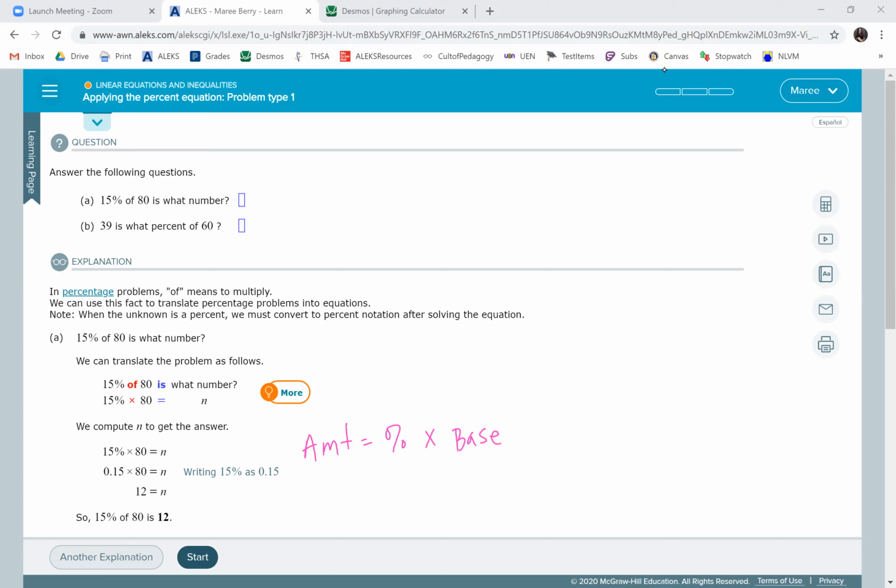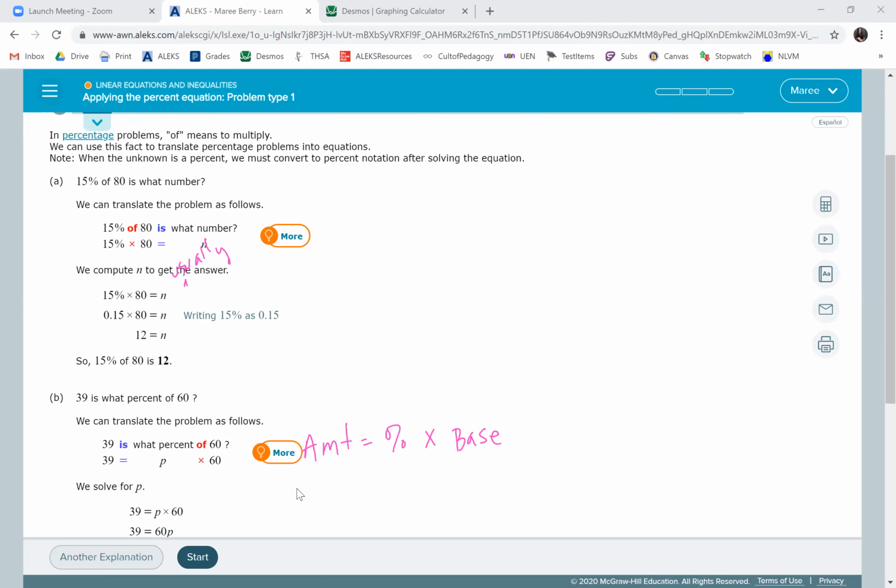So 15% is the percent, 80 is the base. Also remember that of usually means multiply. So you want to put in here "usually means," because sometimes it doesn't mean that. And then they just plugged in the percent and the base, times them together. Don't forget, always change your percent to a decimal or a fraction. And they multiplied them to get the amount.